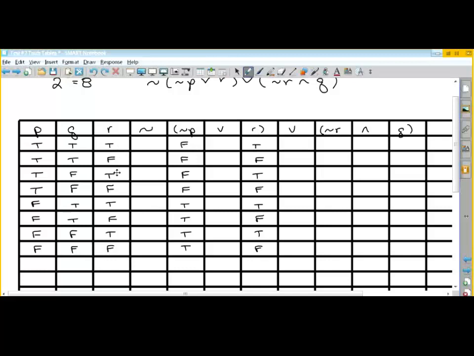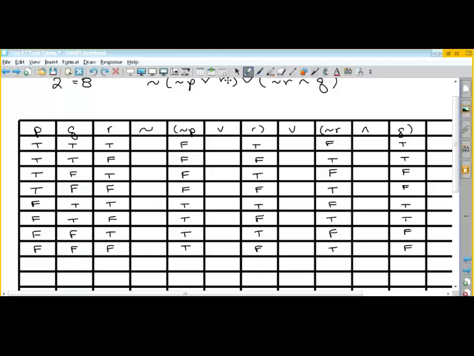Okay, what's the next letter we get to here? Negation of R. So I take the opposite truth values. So true, false becomes false, true, and then we just continue the pattern. And then we have Q, so the column Q, which is true, true, false, false, true, true, false, false.